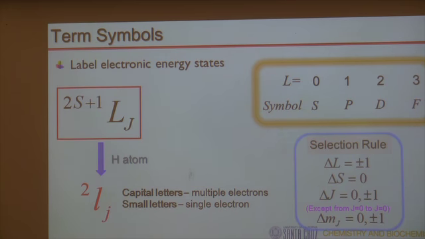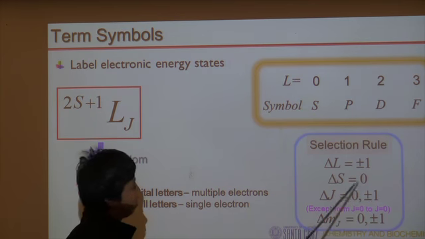Okay, this is not allowed. So from J equals 0 to J equals 0 is not allowed. Others, from J equals 1 to J equals 1 is okay. Or you can change that one.